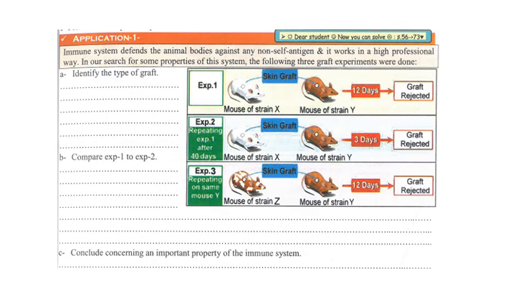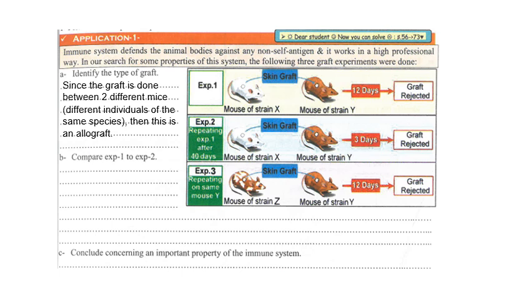Application 1. The immune system defends the animal body against any non-self antigen, and it works in a highly professional way. In our search for some properties of this system, the following 3 graft experiments were done. Identify the type of the graft. Since the graft is done between 2 different mice, from a mouse of strain X to a mouse of strain Y, they are different, then this is an allograft.